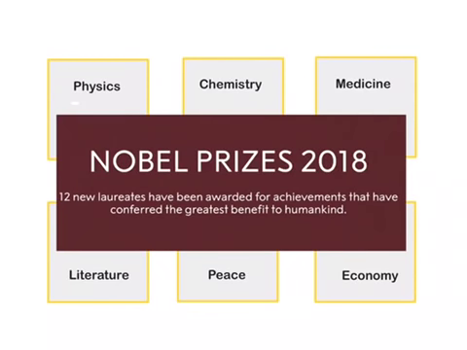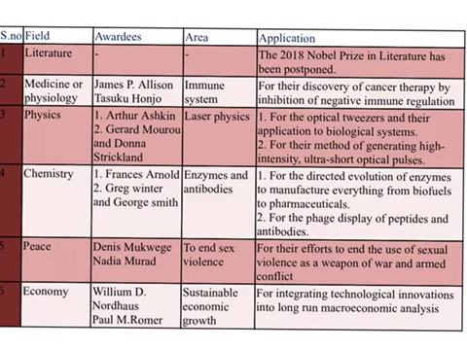In this video, we'll discuss the recent Nobel Prizes including physics, chemistry, medicine, peace and economy. We'll be leaving out literature as this was not accorded this year. This is the table showing all the 6 areas. Here, literature got postponed and it will be given next year along with the 2019 Nobel Literature.